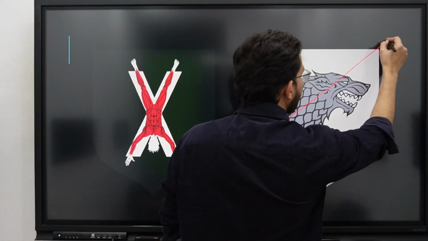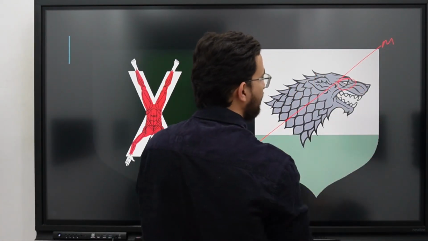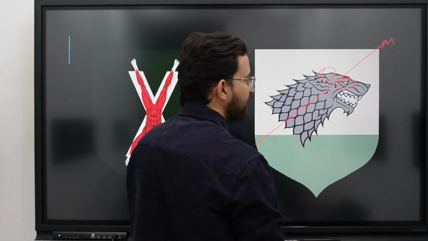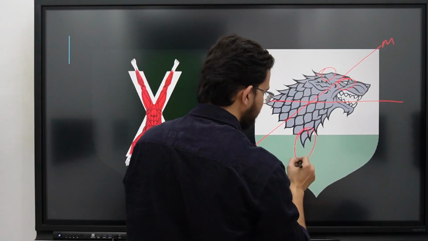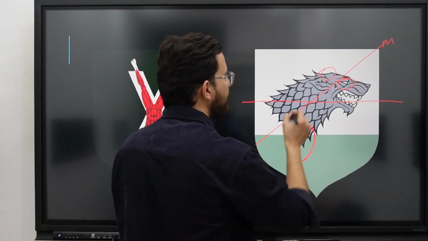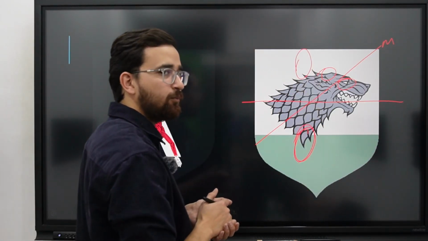Do you have a mirror plane here? You don't. Why? Because you have an eye here. The eye is missing here. Do you have a mirror plane here? No, you don't. Why? Because you have this neck of the wolf here. It is missing at the top.